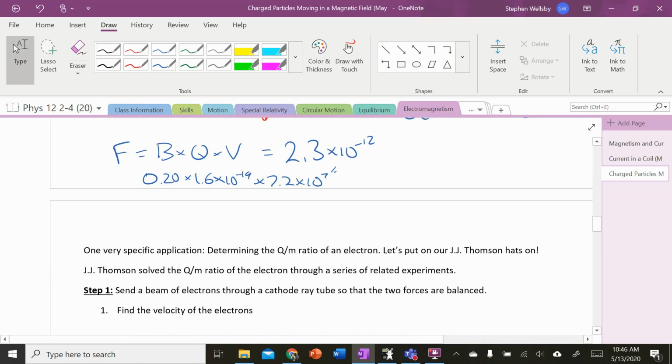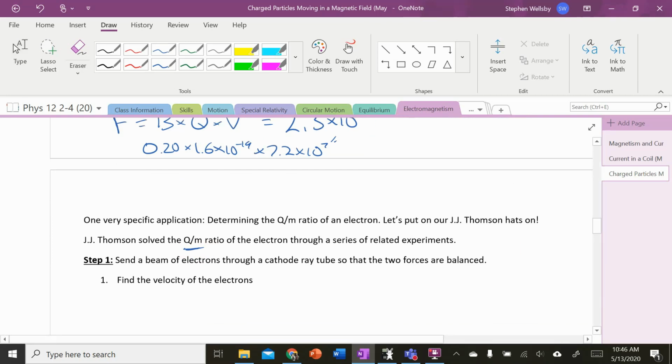Okay, so one very specific application, one very important historical example of how this was used was with a scientist named JJ Thomson. So in this question here, and for your homework assignment, you're going to be putting your JJ Thomson hats on. You're going to be pretending you're him, and we're going to try and solve the charge to mass ratio of the electron through a series of related experiments.